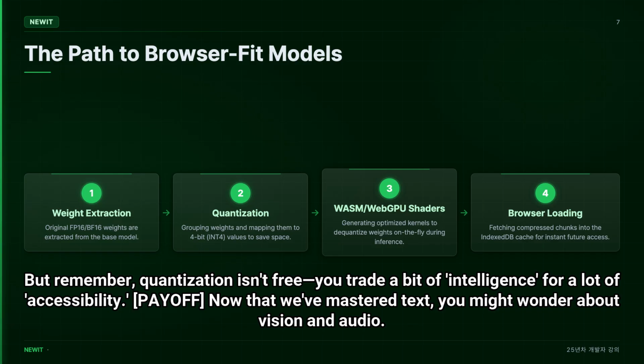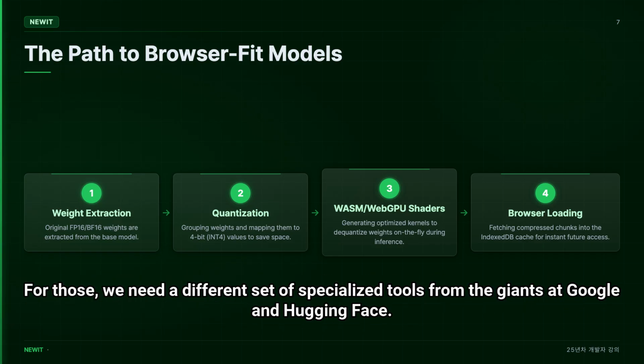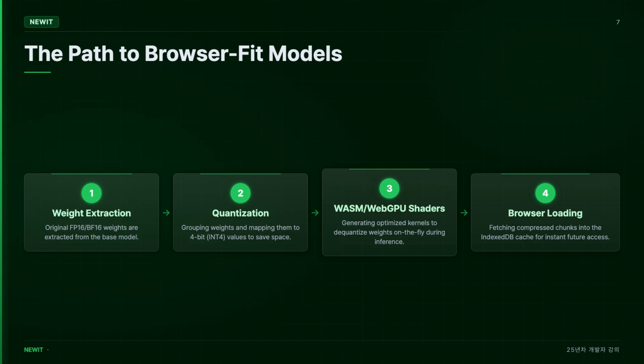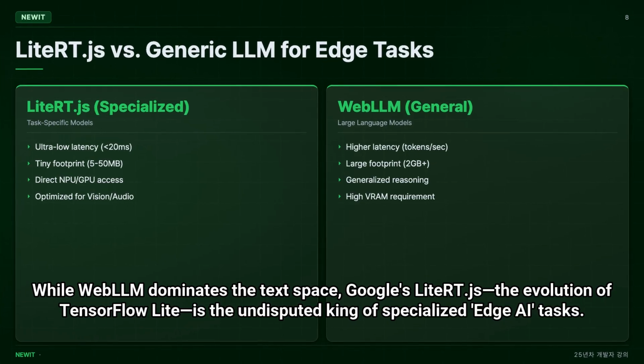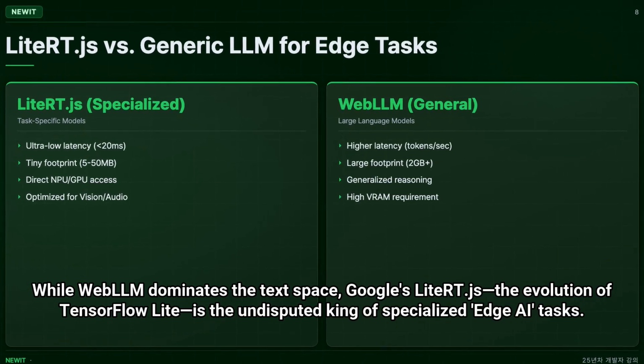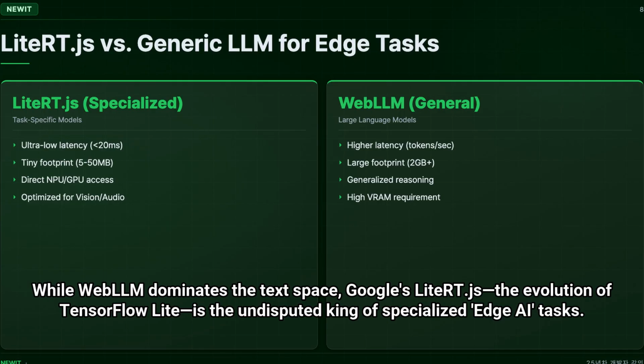Now that we've mastered text, you might wonder about vision and audio. For those, we need a different set of specialized tools from the giants at Google and Hugging Face. While WebLLM dominates the text space, Google's LiteRT.js is the evolution of TensorFlow Lite, the undisputed king of specialized edge AI tasks.